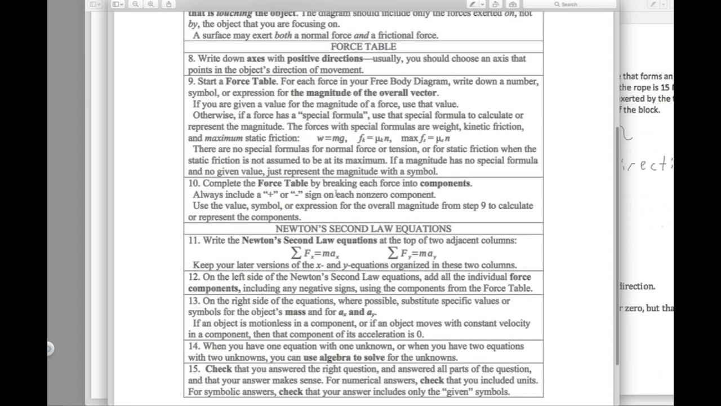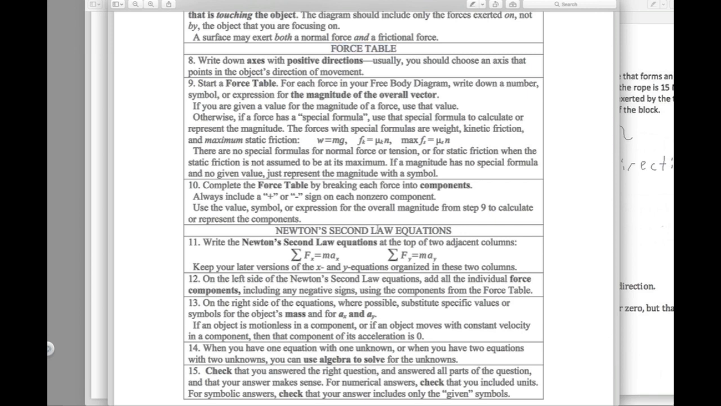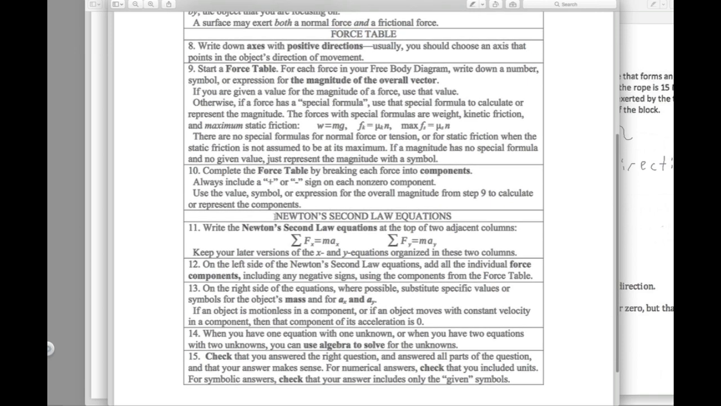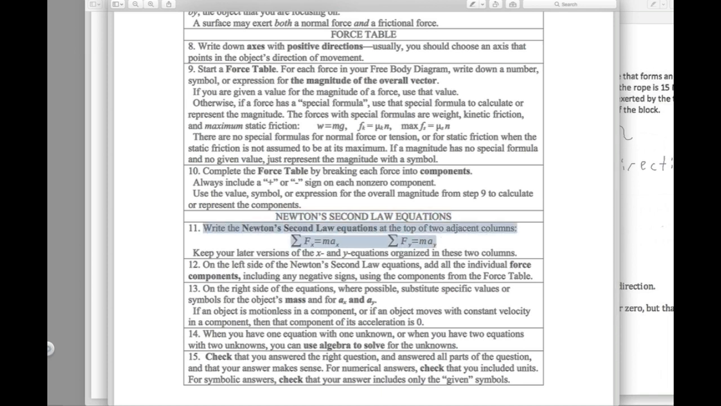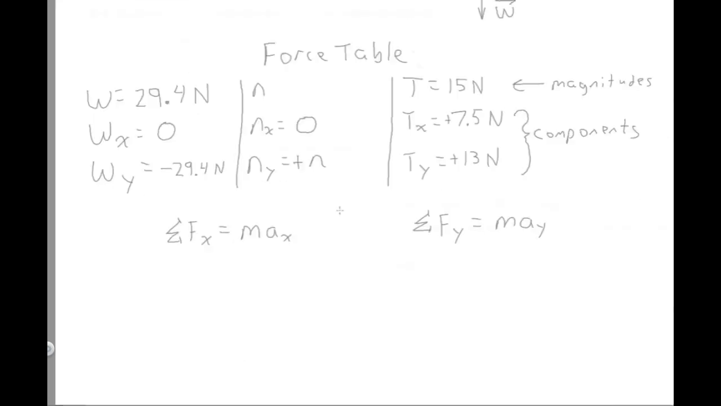We finished the force table phase of our solution, and we're ready to proceed to the last phase, which is the Newton's second law equations. I'm going to start by writing out the Newton's second law equations at the top of two adjacent columns. You should write down those equations so they look exactly the way I've written them here on the screen, using these exact symbols. Make sure to always use the exact right symbol in each part of your solution.